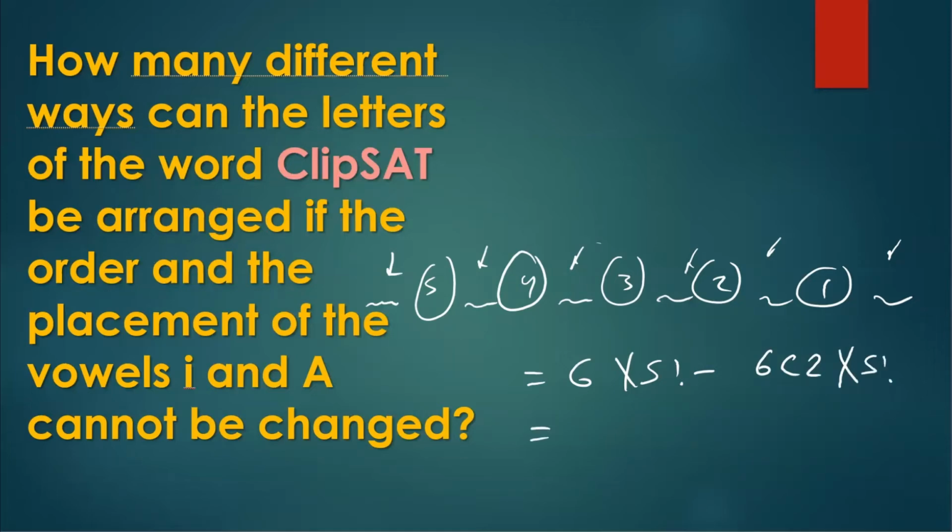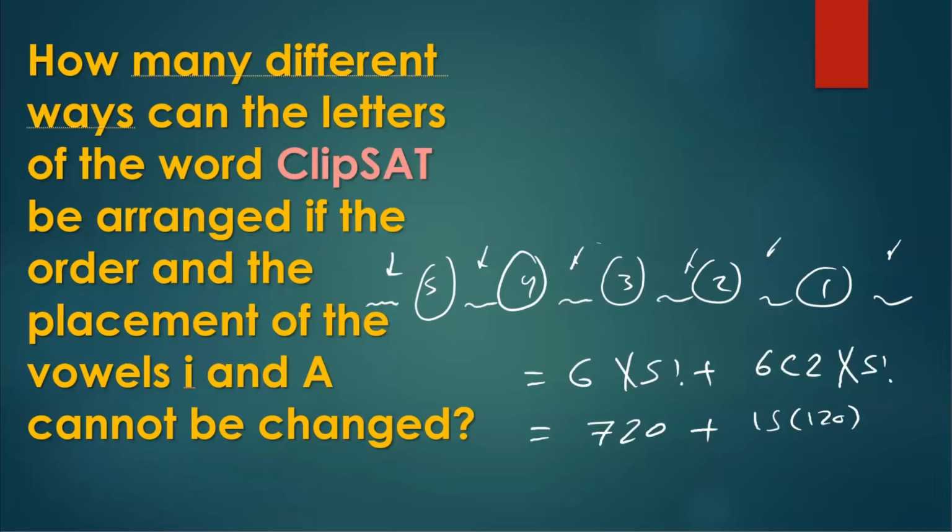Okay, so the first part is 6 times factorial 5, which is 6 times 120, or 720. 6C2 will be 6 times 5 over 2, or 3 times 5, which is 15. 15 times 120. Check for that. This is plus, of course, not minus. Plus, sorry. And see the answer yourself.